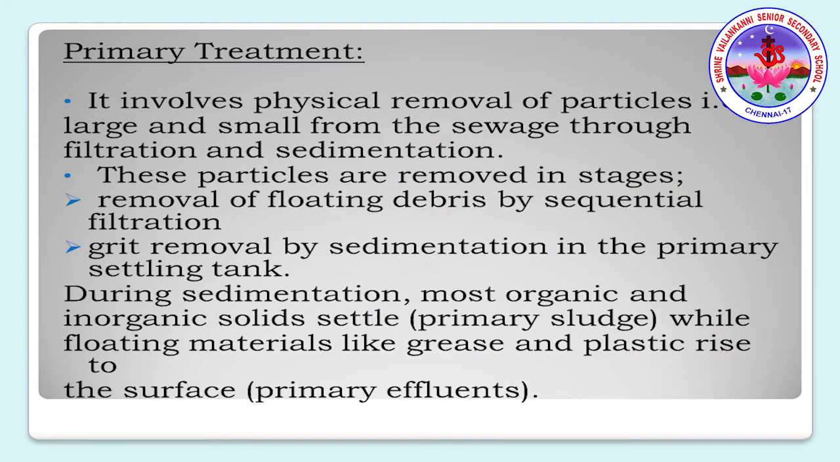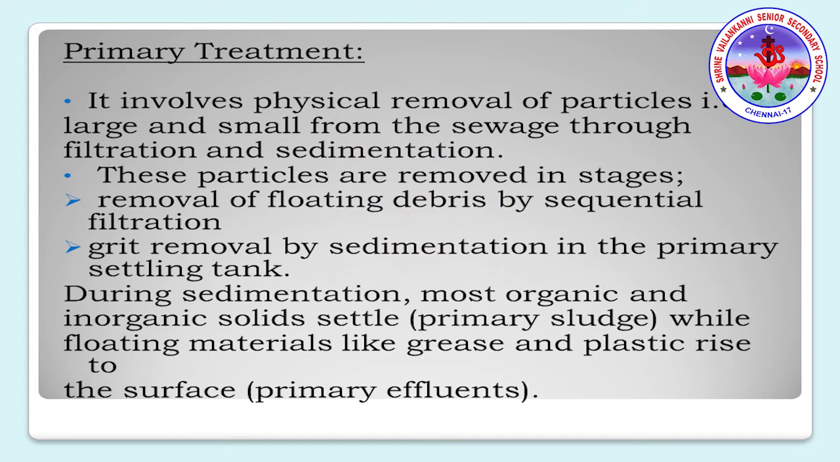Primary treatment involves the physical removal of large and small particles from the sewage through filtration and sedimentation. So the process and technique involved are filtration and sedimentation. Kindly make a note, these particles are removed in stages. The removal of floating debris by sequential filtration is the first process. The second one is grit removal by sedimentation in the primary settling tank. These are the two stages done in the primary treatment.